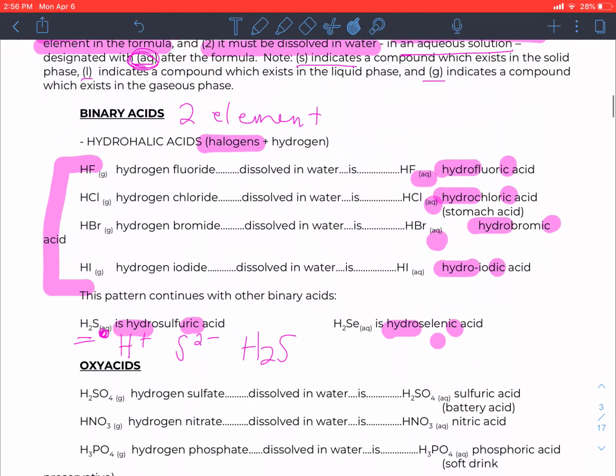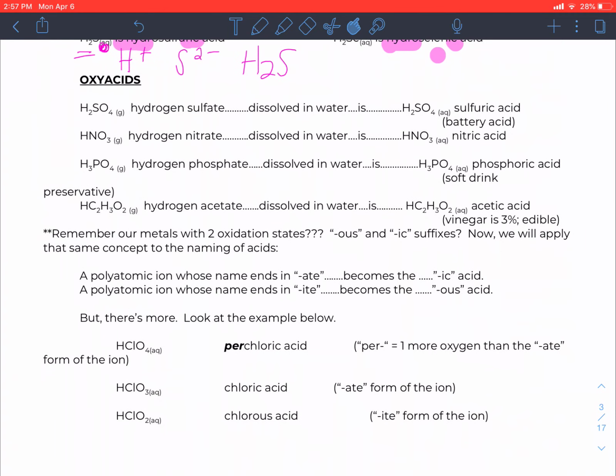Okay, let's scroll down. Let's talk about oxy acids. Oxy acids are considered ternary or tertiary, meaning there's more than two elements. These are typically when you have hydrogen paired with some negative polyatomic ion. Now, if we were to name this as a gas, it's hydrogen sulfate. Once it's dissolved in water, this is sulfuric acid. HNO3 as a gas, hydrogen nitrate. Basically, you're just naming the ions like we did last unit. When it's dissolved in water, though, it becomes nitric acid.